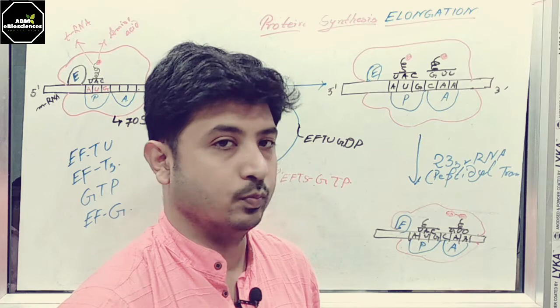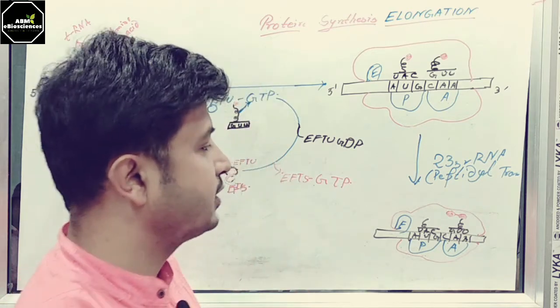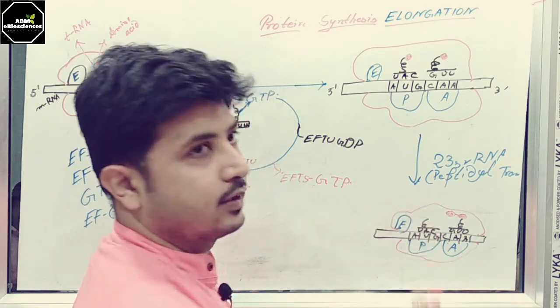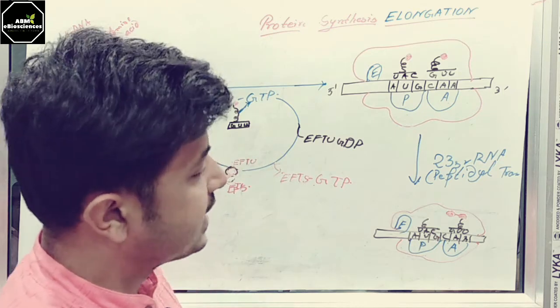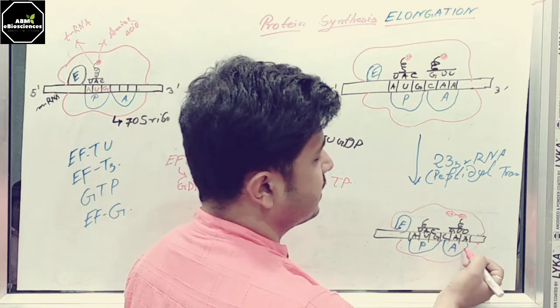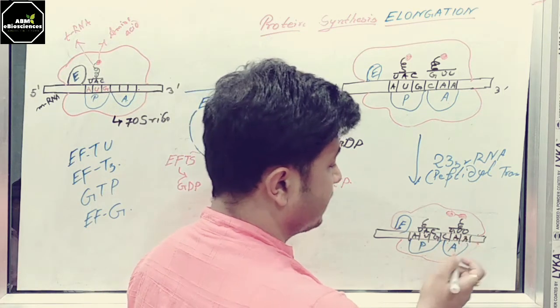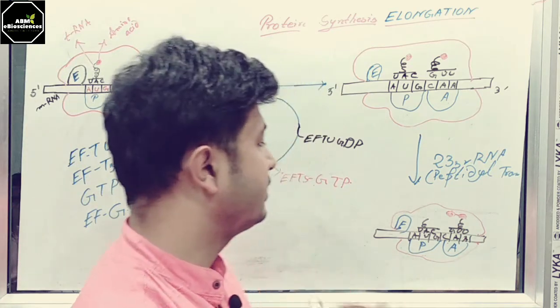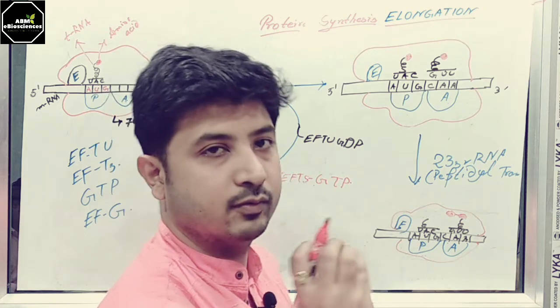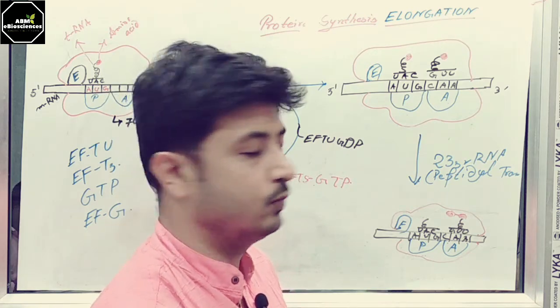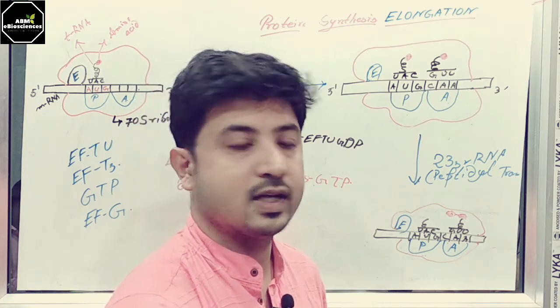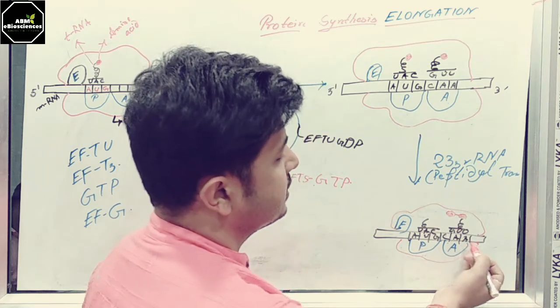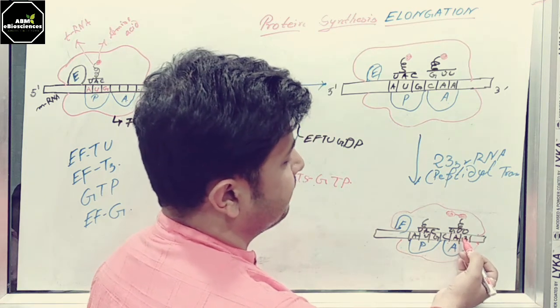Formyl methionine group. The formyl methionine group from the first tRNA is transferred to the second tRNA which is present in the A site. Okay. So try to understand that the formyl methionine group from the first tRNA is transferred to the second tRNA which is present in the A site.